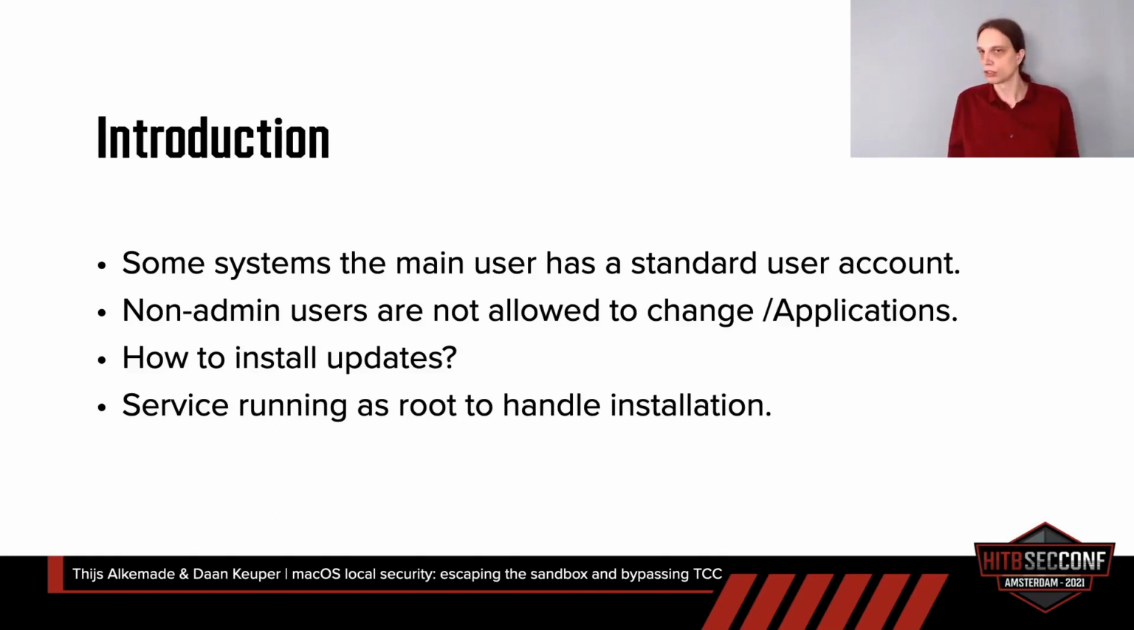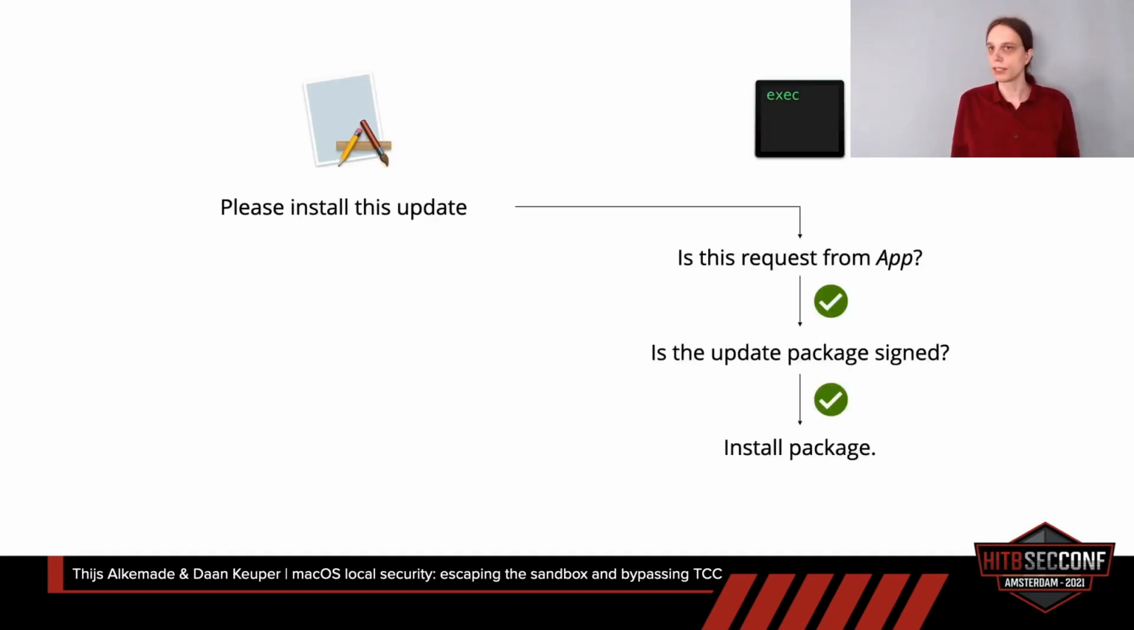So there's one quite simple solution for that, which many applications have adopted in the same way. That's to use a service which is running as root to handle the installation. This is often known as a privileged helper tool. How this works is typically like this: the application itself checks for updates and downloads a new update package, and then it communicates with the service in order to handle the installation.